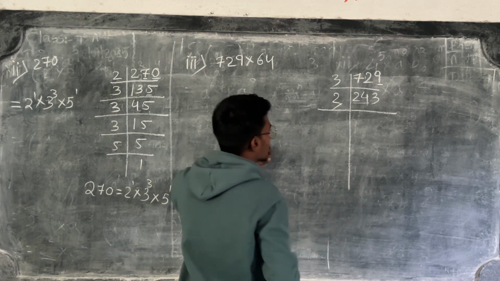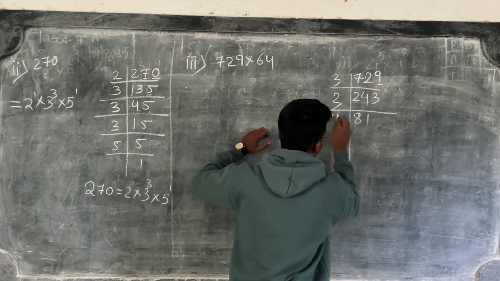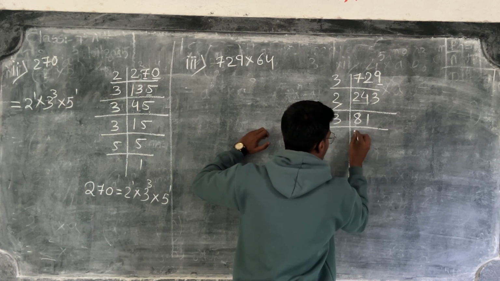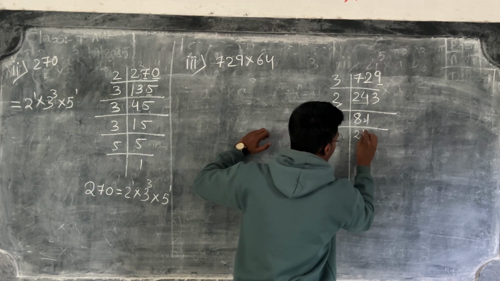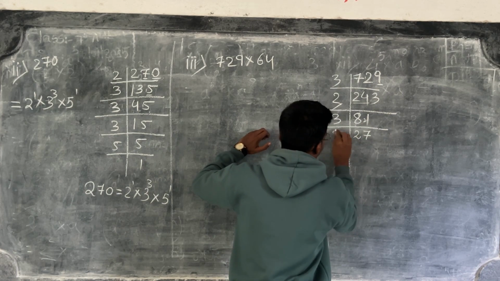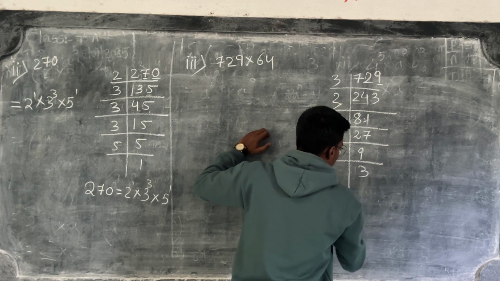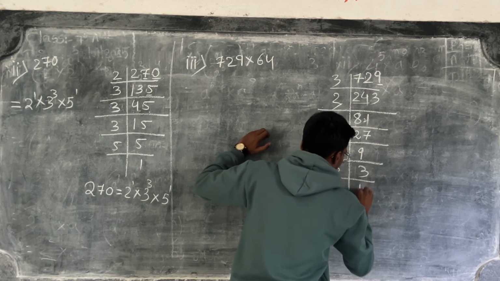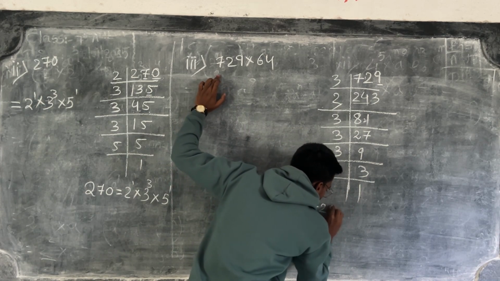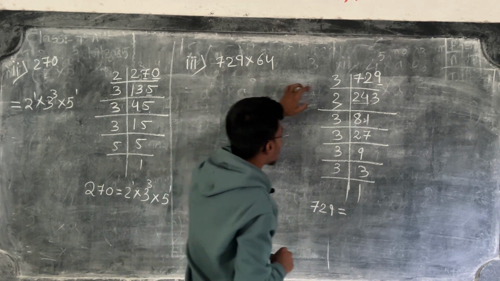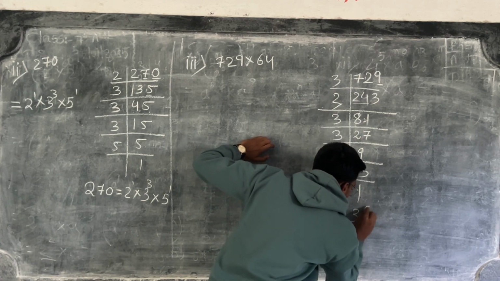3 8s are 24, 3 1s are 3. Again 3 2s are 6, 2 carry, it becomes 21. 3 7s are 21. 3 9s are 27, 3 3s are 9, 3 1s are 3. What is the factor of 729? 729 is equal to, how many times 3 is here? 1 2 3 4 5 6. 3 to the power 6.